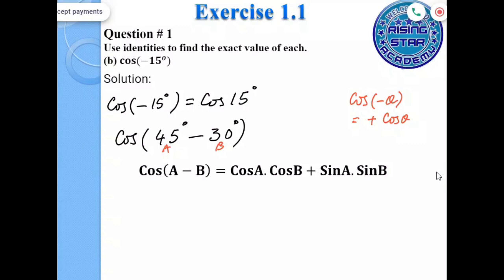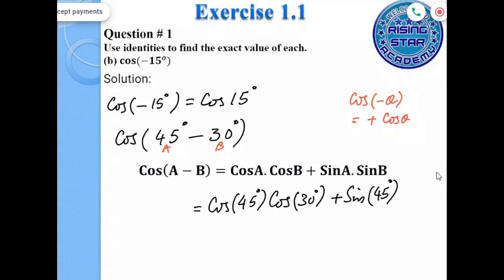So cos of 45 degree into cos of 30 degree plus sine of 45 degree into sine of 30 degree.